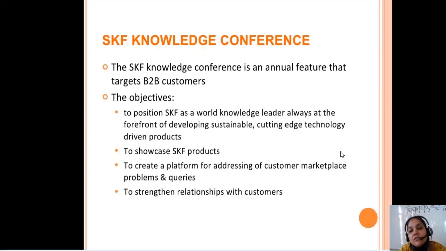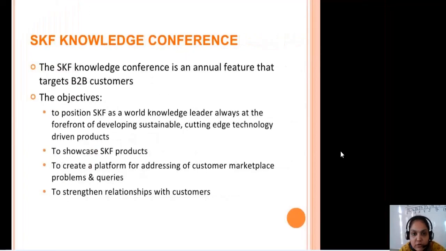So Sony is distributing its own appliances to the various shops. The shopkeeper is also a business person, he is also doing business, right? That is B2B customers. The objective is to promote sustainability and to tell about the technology being required nowadays. They will showcase their own products, make platforms so that they can solve their queries and problems, and they will try to enhance the relationship also.